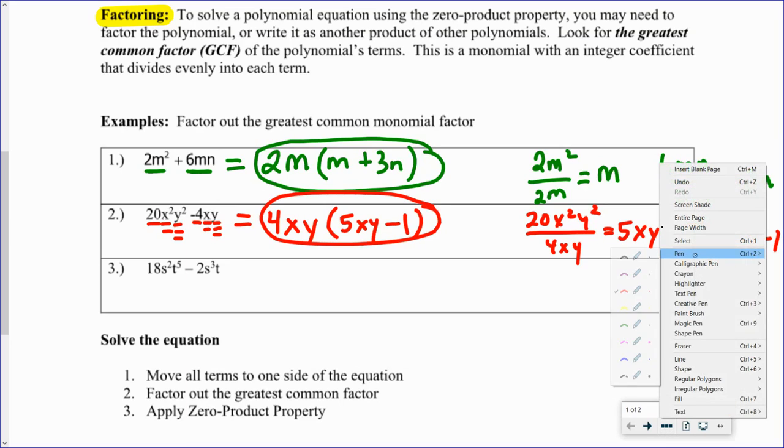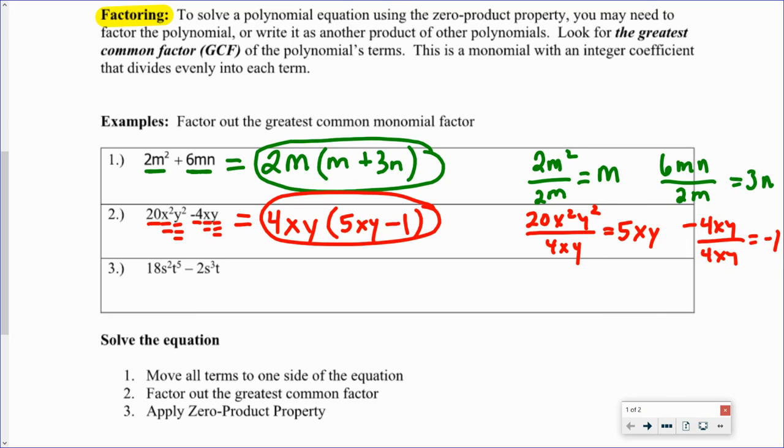And then the last example of this type, 18s squared times t to the 5th minus 2s cubed t. So again, we're going to look at the numerical values. The greatest common factor of 18 and 2 is positive 2. s squared and s cubed is s squared. t to the 5th and t is just t. So again, I'm going to go over here, and 18s squared t to the 5th over 2s squared t.